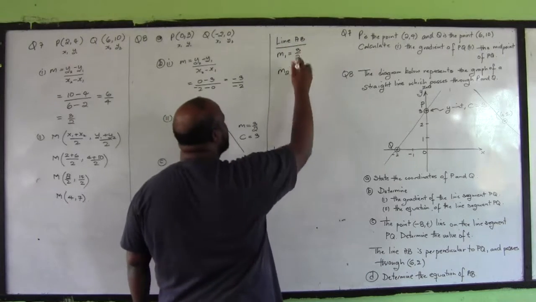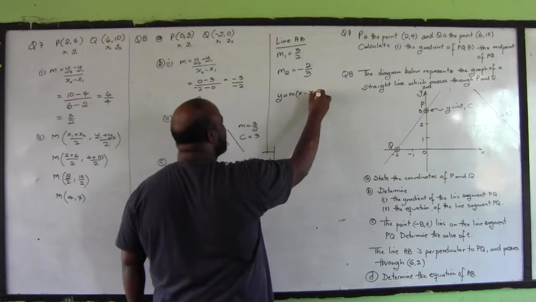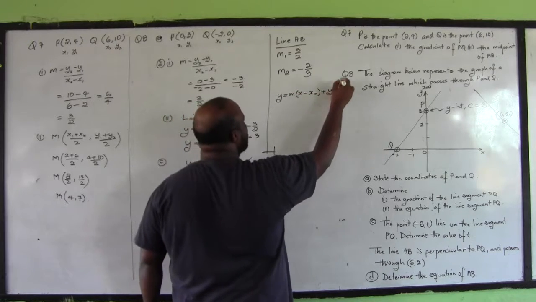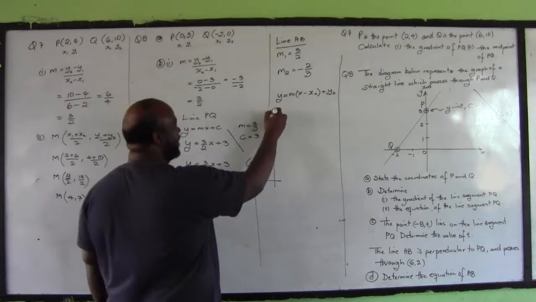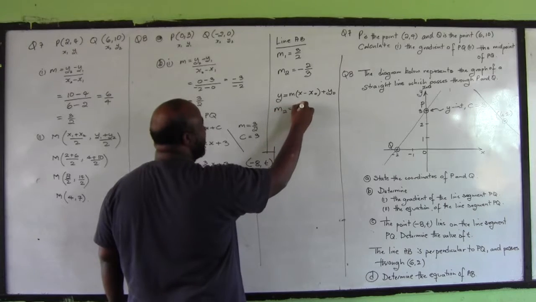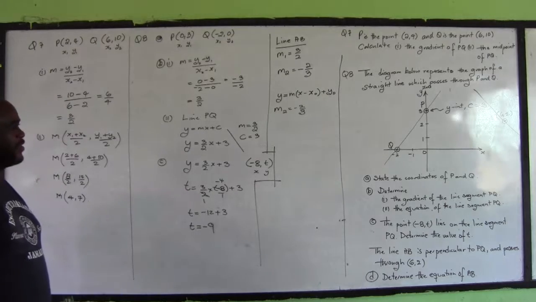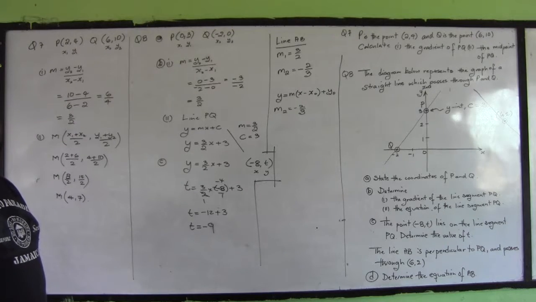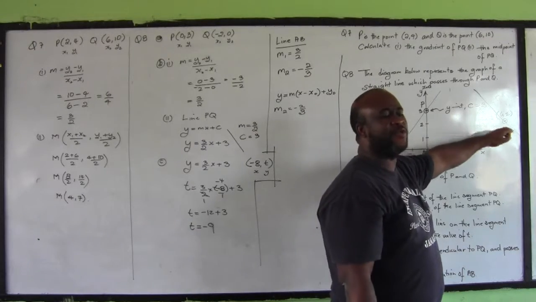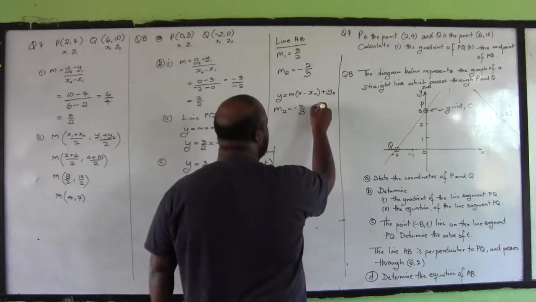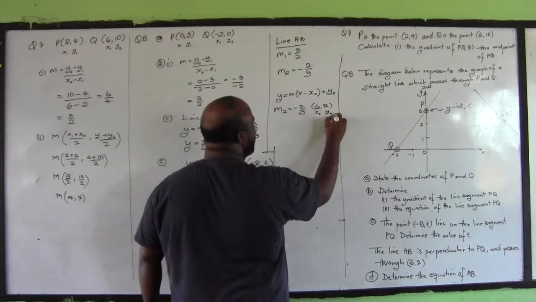Now, we're going to use the formula y is equal to m into x minus x naught, plus y naught. To use this formula, I need two things. I need the gradient, minus 2 over 3, and I need one point on the line AB. Do I have one point on the line AB? Yes, 6, 2 is on the line AB. So let's put in 6, 2. This is x naught, y naught.